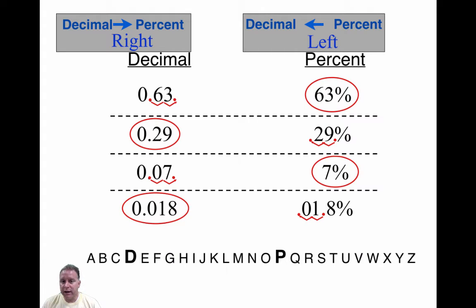One way that I learned to help remember which way to move, because when I was in 7th grade, I always got confused. Do I move it to the left or to the right? One way was looking at the alphabet. If you've got D and you're going to P, you're moving to the right. If you're at P and you go to D, you move to the left. So it's a little trick, but it has helped me.